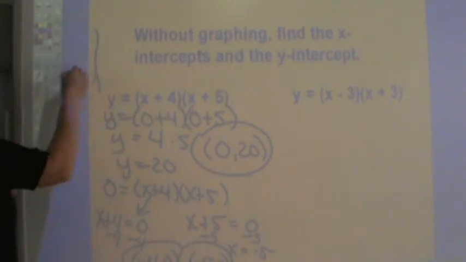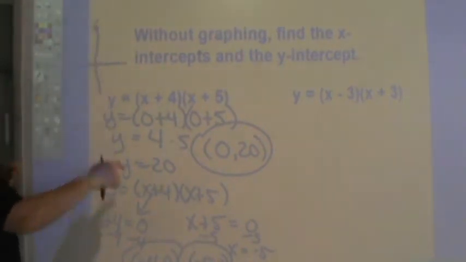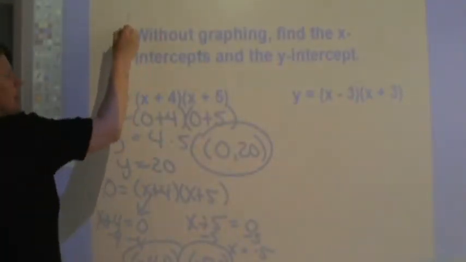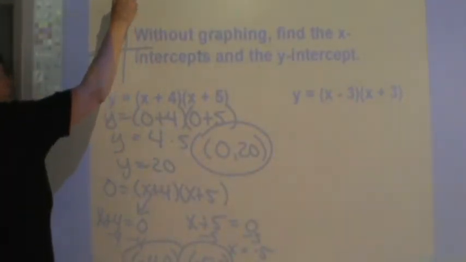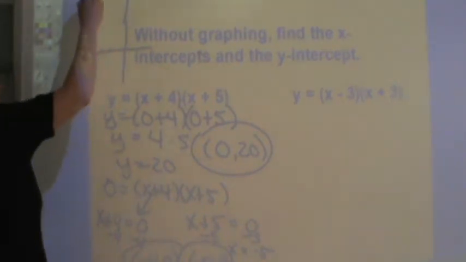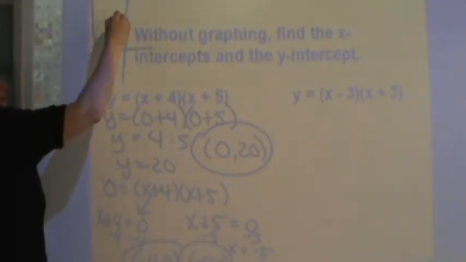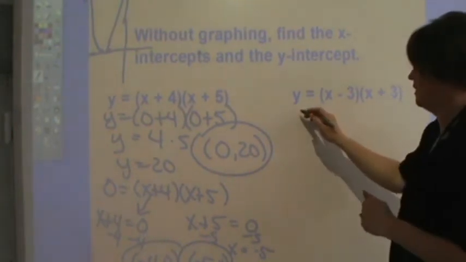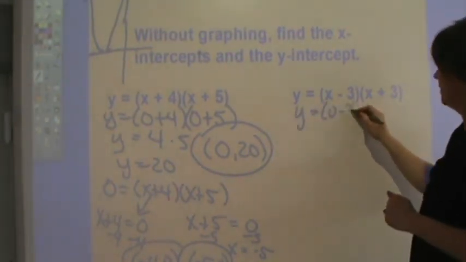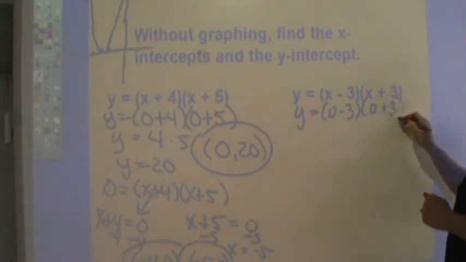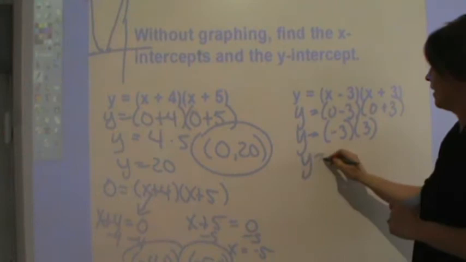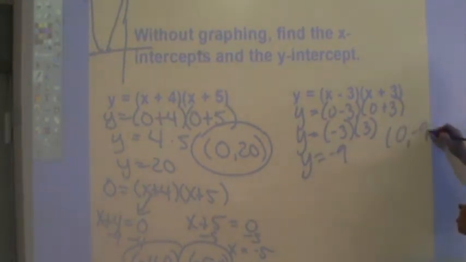So again, if I had to sketch that, it's crossing way up here. And then, oops, that's going to go off hand. Okay. So it's way up here at 0, 20, and then it's at negative 4 and negative 5. So it's probably coming down like that. Something like that for your parabola. All right, and on this one, let's see, if x is 0, then we have negative 3 times 3. So y would be negative 9. So 0, negative 9 is my y-intercept.